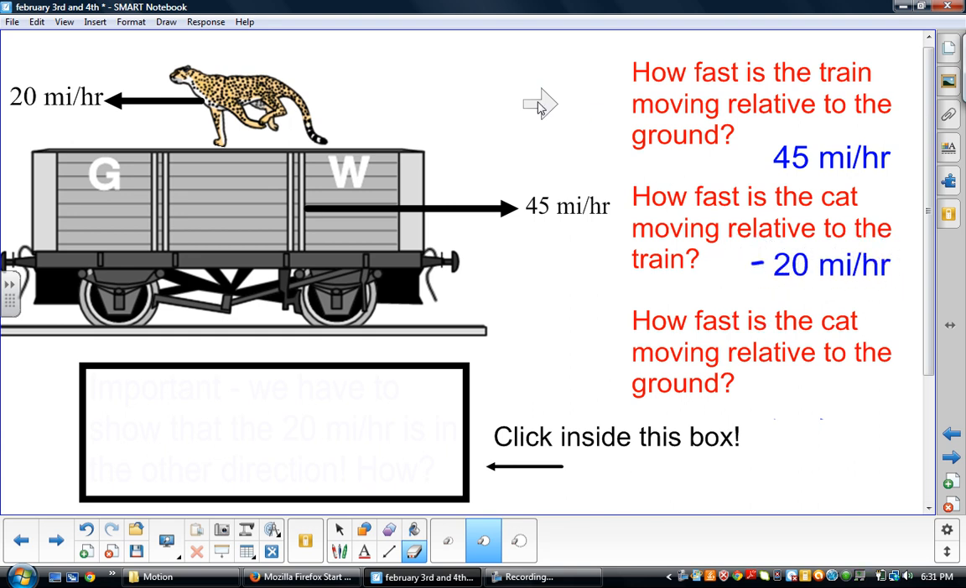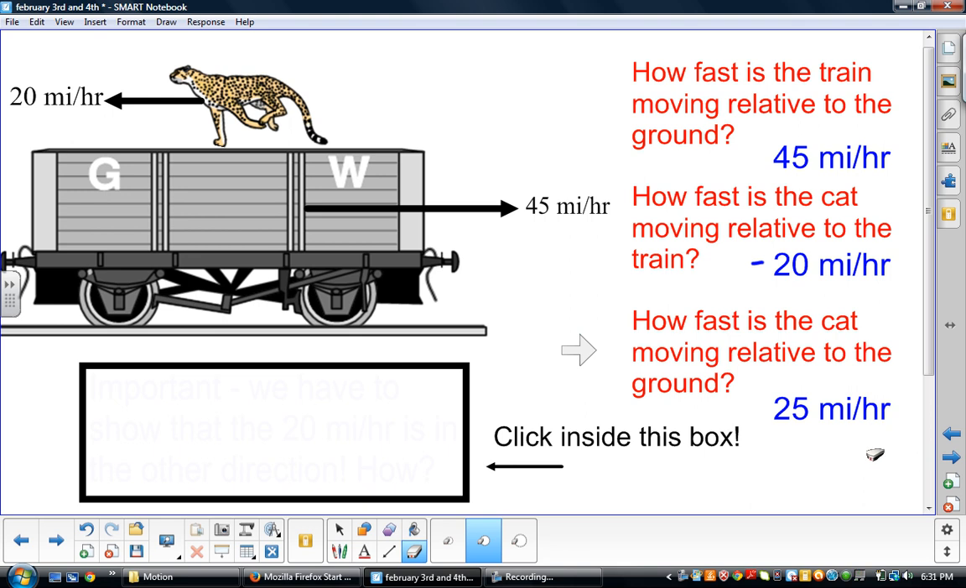It's going 20 miles per hour. See that negative sign right here? The negative sign indicates direction. So it tells us the cat is going a different direction than the train is going. And how fast is the cat moving relative to the ground? Alright, what do you think? And the answer is 25 miles per hour.